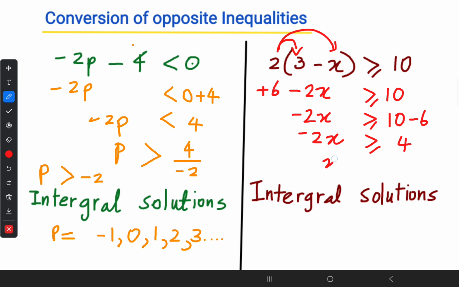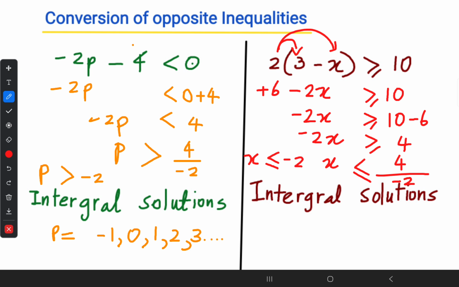Hereafter, look at this negative number as a multiplicand, so that would be a negative division. Negative multiplicand becomes a negative division. In this case, the inequality will change. So x should be less than or equals to 4 divided by -2. Here also we will have -2 as a solution.